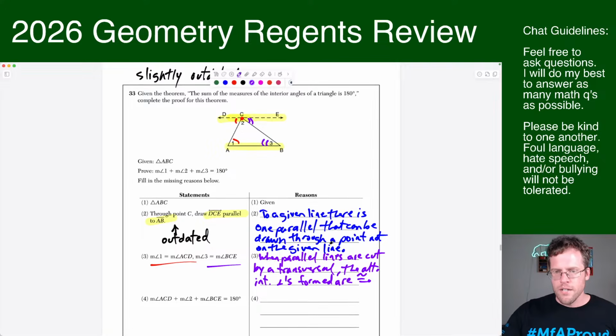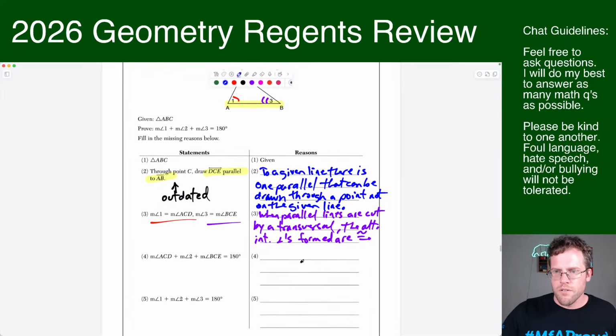So, all right, now here we have this. The measure of angle ACD, you see it's over here, so that's this one, plus the measure of angle 2, plus the measure of angle BCE equals 180. And that's true because they make a straight line.